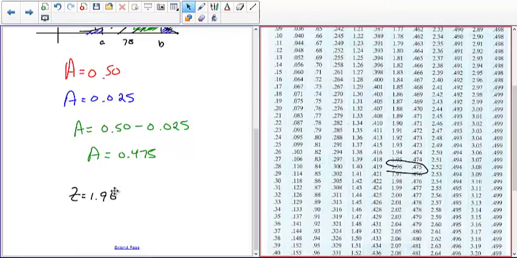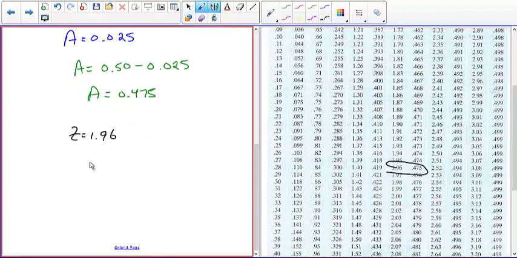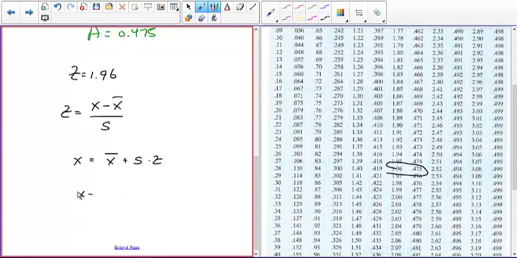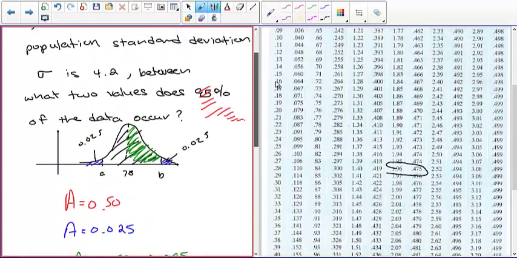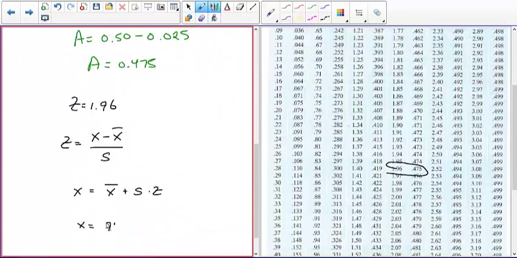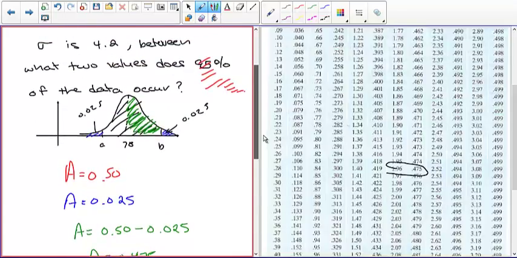So now I can go with this z-score and calculate the value. Remember how we did that? Z is equal to x minus x mean divided by s. I'm using sample notation here, but that's okay. What I'm trying to do is find out what the corresponding x values are for this z-score. So I solve for x: x is x mean plus s, the standard deviation, times z. We used that before. The mean was, in the problem, 78. The standard deviation was 4.2.